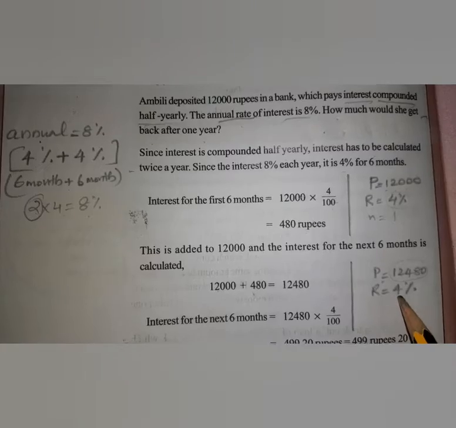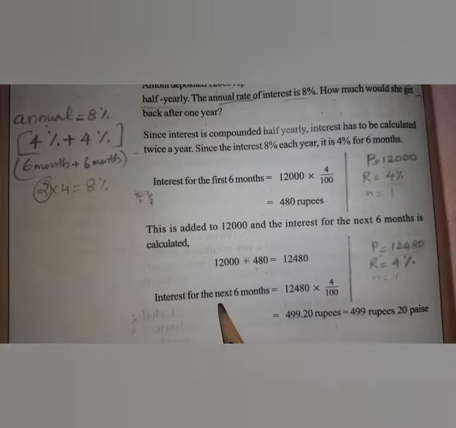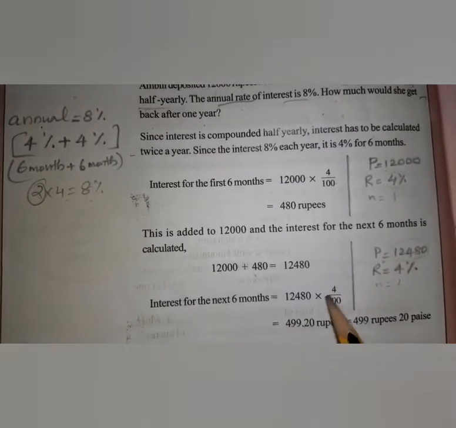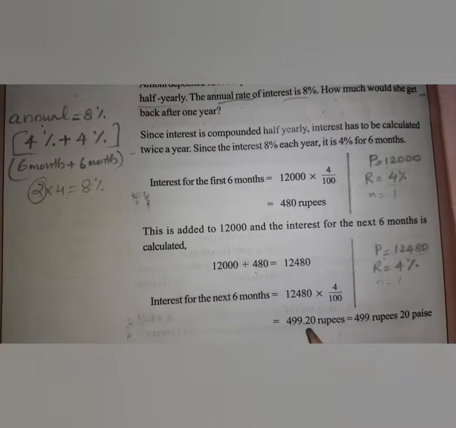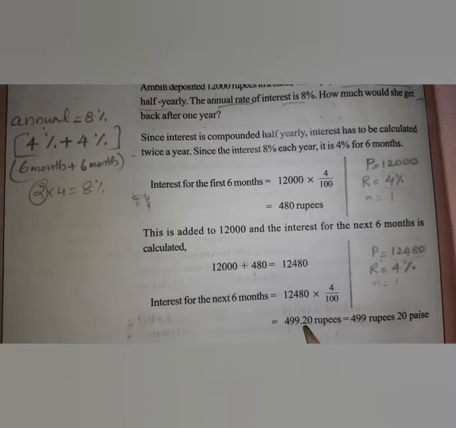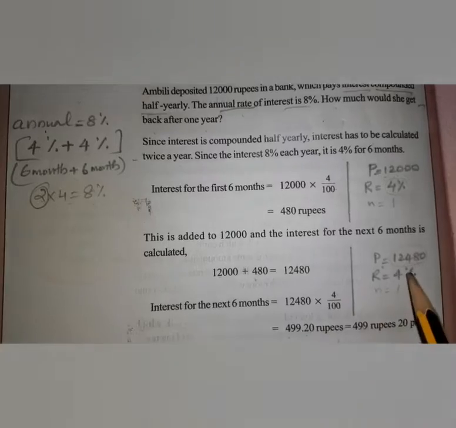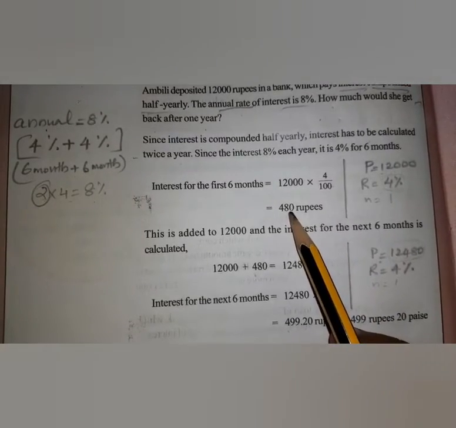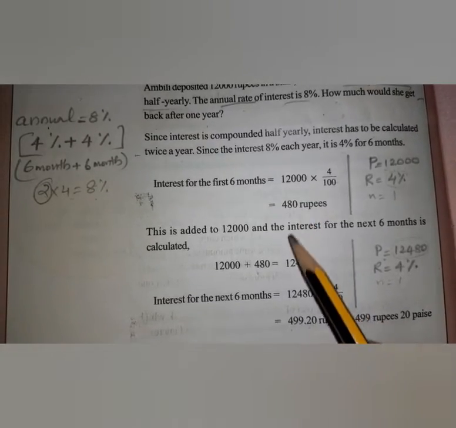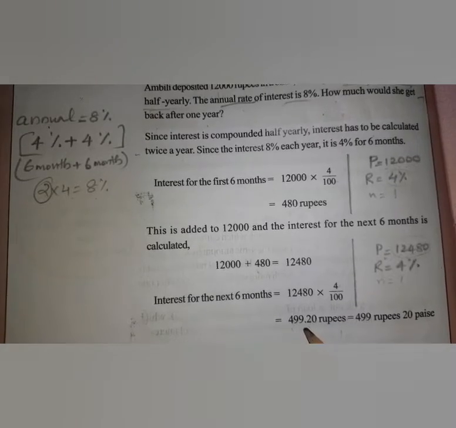Again, the rate of interest is the same. How many times do you have to calculate? 1 time. So the interest for the next 6 months is 12,480 into 4 by 100. So you are getting an interest of 499.20 rupees. So 499, nearly 500 rupees, you are getting as the interest. So the first 6 months 480, the next 6 months you got nearly 500. That means a change of nearly 20 rupees.